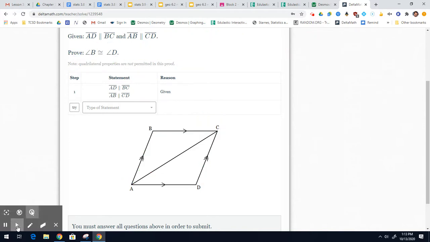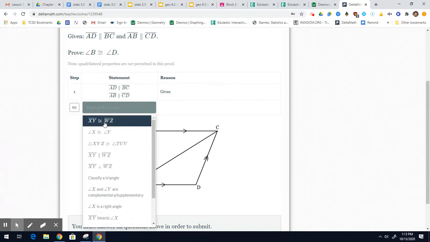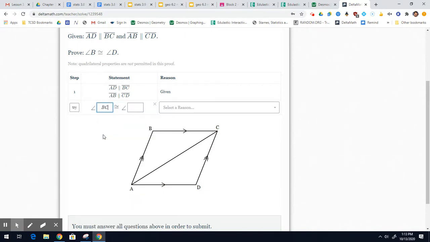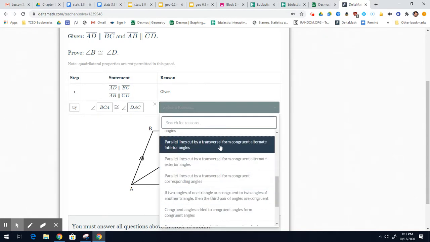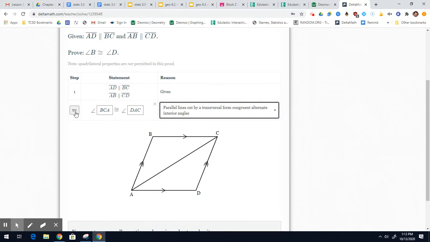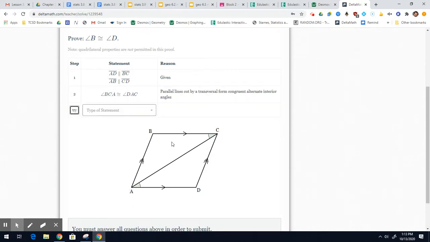All right. So here's our plan in motion. So because AD and BC are parallel, let's do angle BCA and angle DAC. And they are going to be congruent because if parallel lines are cut by a transversal, there are congruent alternate interior angles. Boom. And there's that pair.